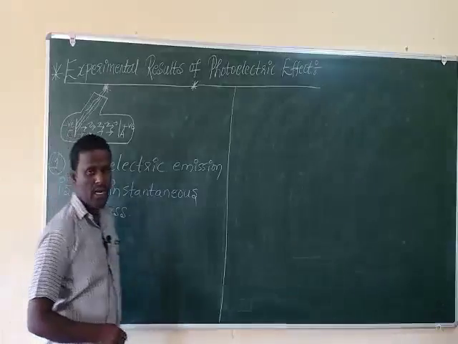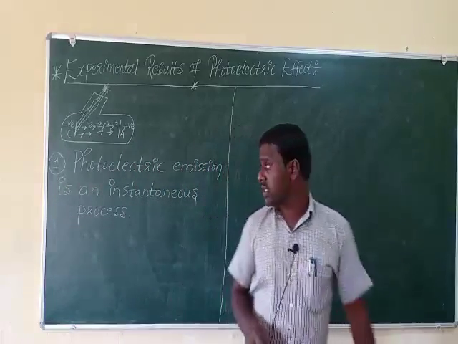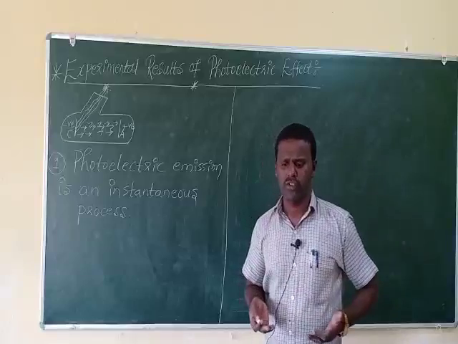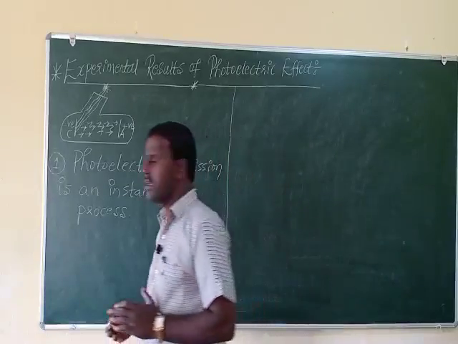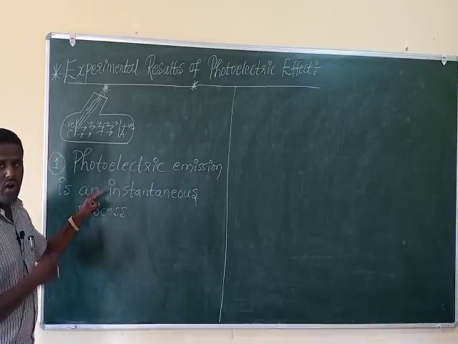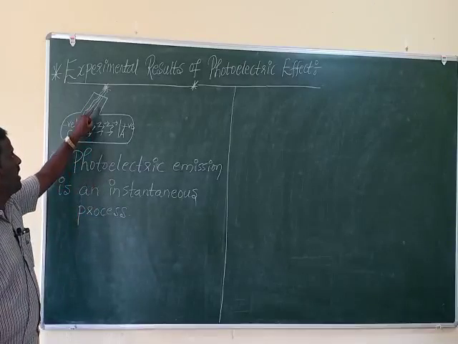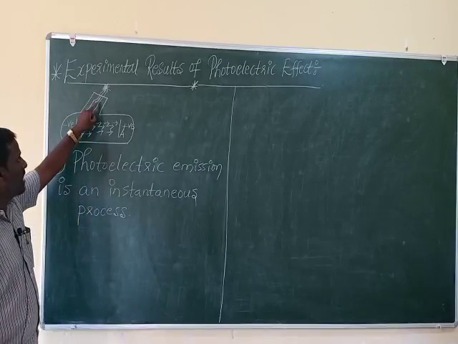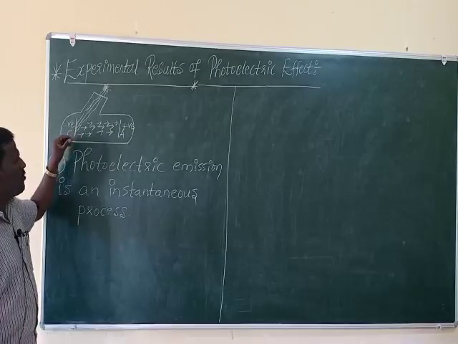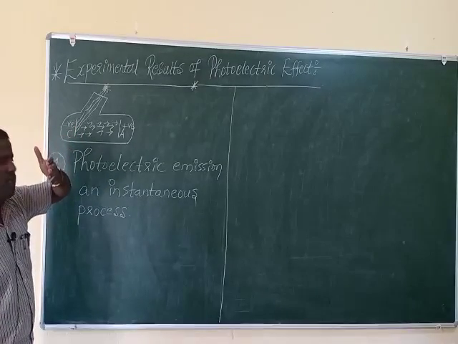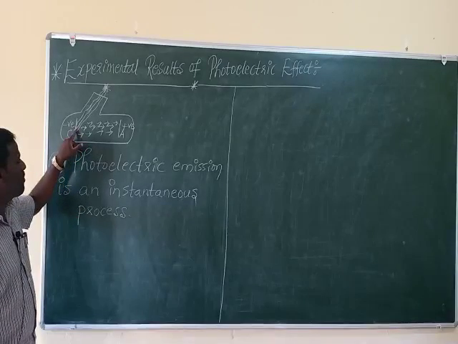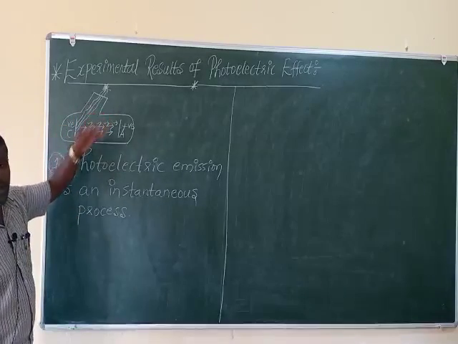See here, photoelectric effect or photoelectric emission is regarded as an instantaneous process, immediate process. Why this is called an instantaneous process means, as soon as the light falls on the cathode plate or emitter plate, within a fraction of seconds, electrons are emitted from the cathode plate and they start moving towards the anode plate.